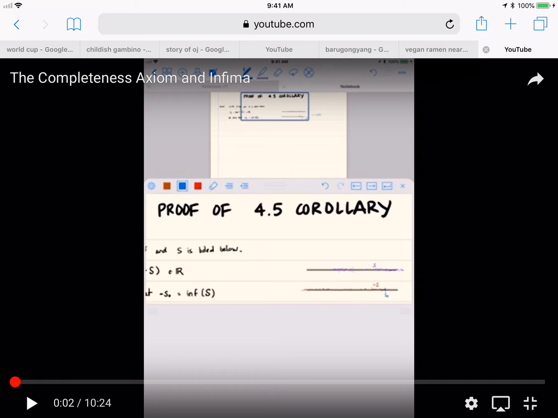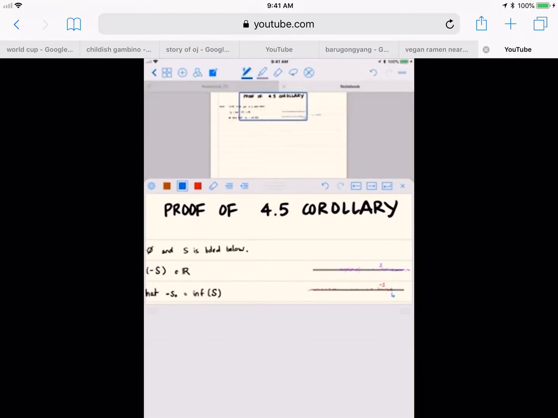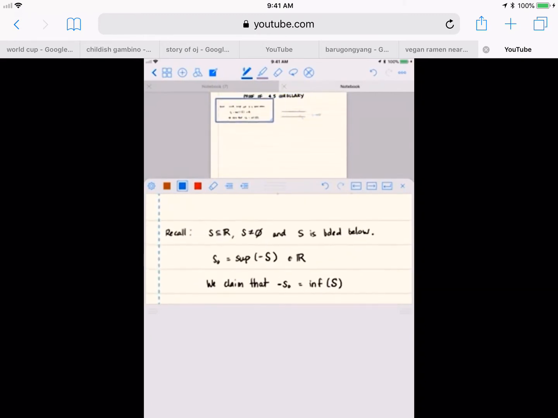Okay, I'm ready. So here we are covering the proof of the infimum version of the completeness axiom. We had the setup: S is a non-empty subset of R that is bounded below. S naught is the supremum of negative S, and the completeness axiom implies that S naught is a real number and exists. Our claim is that negative S naught, which is going to be a real number since R is a field, is our candidate for the infimum of S.